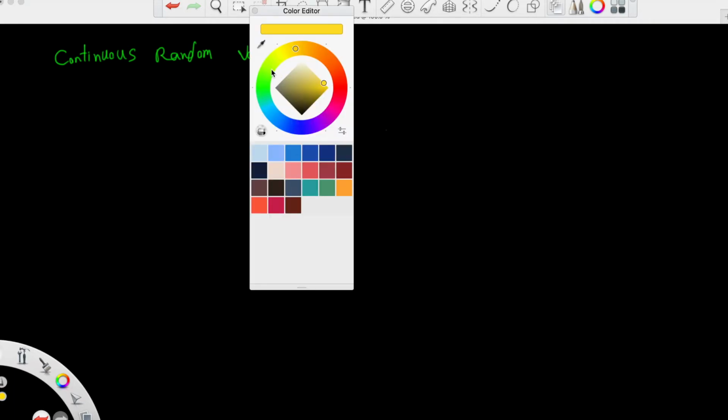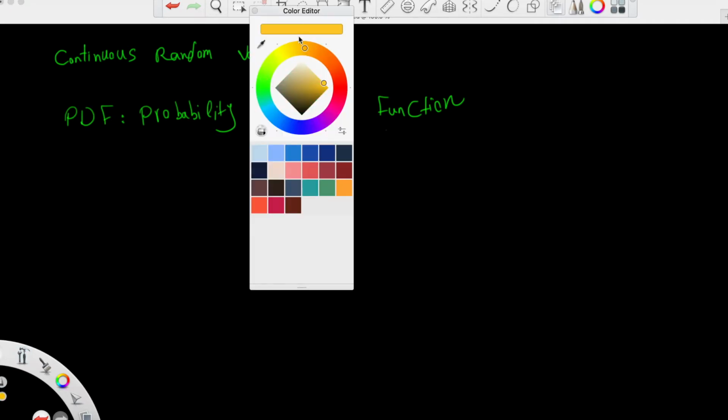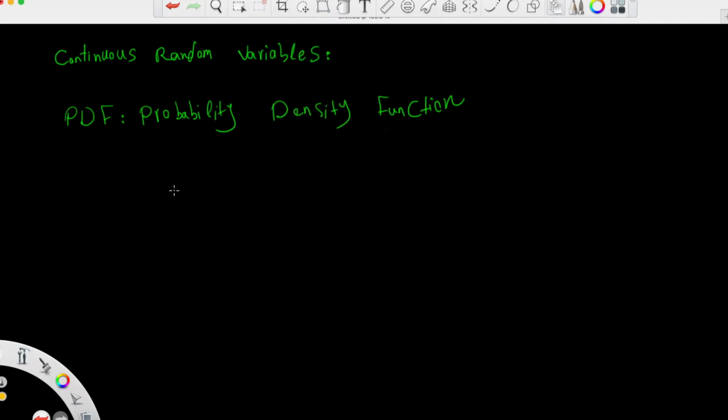Now, in order to deal with variables which are continuous, we need to have their PDF, which is the abbreviation of probability density function. Now, what are the properties of the PDF, the probability density function?